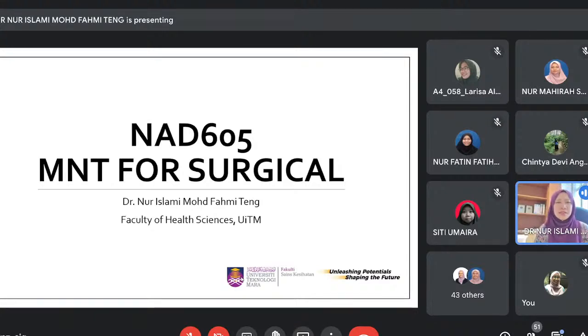Actually this is the first topic lah, MNT yang kita masukkan dalam MNT 2 ya, for surgical. Previously we combined surgical with burn ya. So this now is only MNT for surgical, so I think it's quite dia tak comprehensive sangat lah, jadi a bit simple lah ya today's punya lecture, because it's surgical.